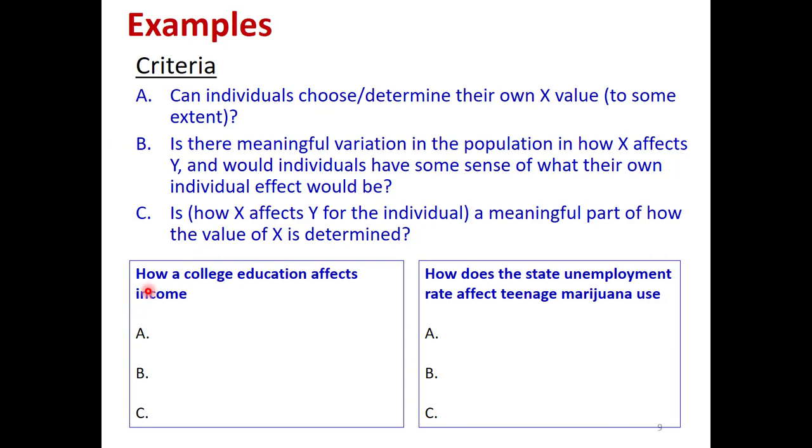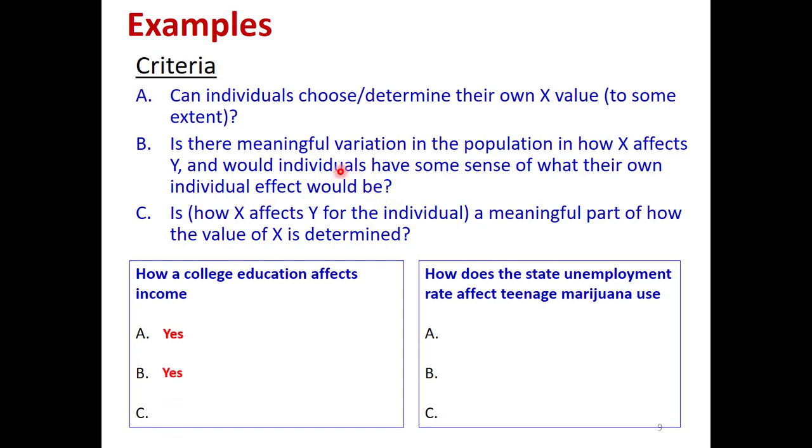And the first one will be, how does a college education affect income? And so the first criterion would ask, can individuals choose whether they go to college or not? Can they choose their own X value? Do they go to college? Okay, and I think the answer to that is clearly yes. Okay, and then second, is there meaningful variation in the population in how X affects Y, how college affects income? And would people have a good sense of what the effect of college on income would be for them? Here I would say yes as well.